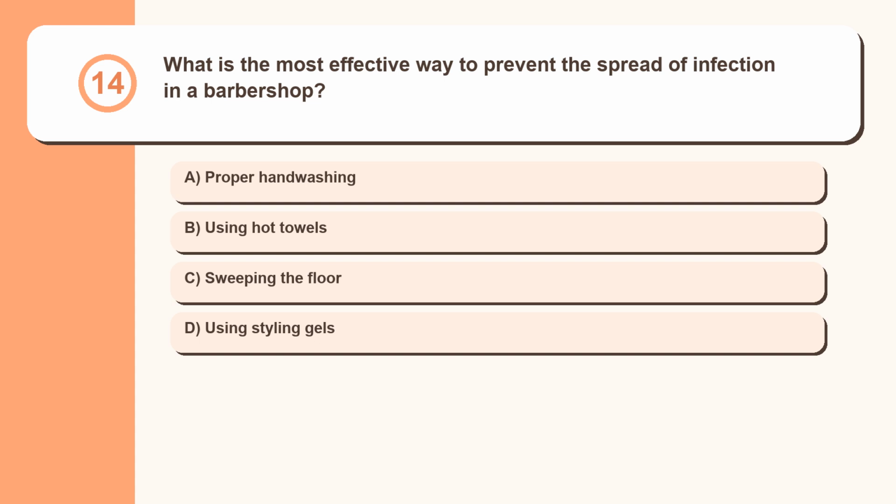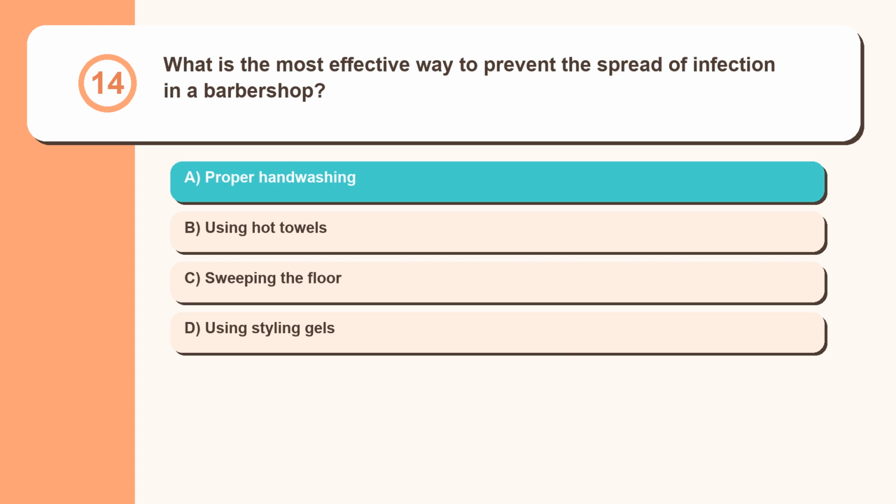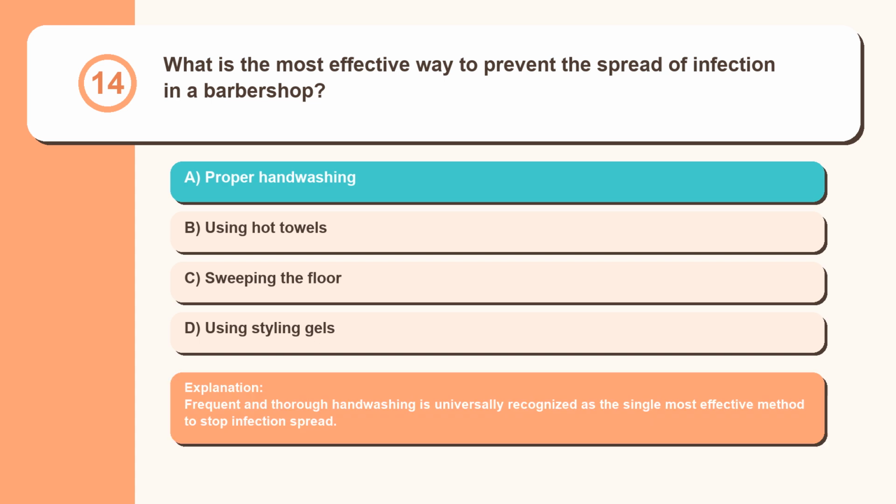Question 14. What is the most effective way to prevent the spread of infection in a barbershop? Proper hand washing, using hot towels, sweeping the floor, using styling gels. Frequent and thorough hand washing is universally recognized as the single most effective method to stop infection spread.